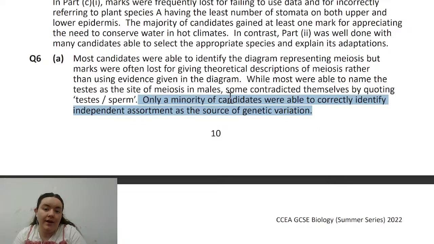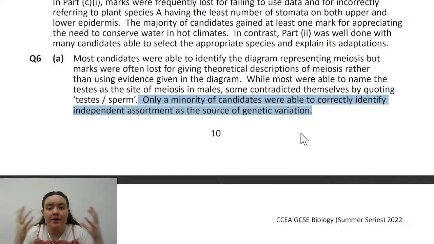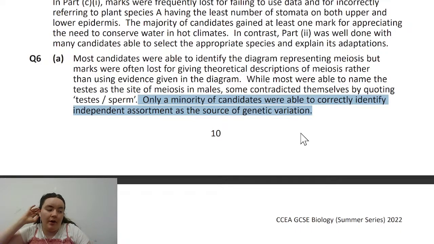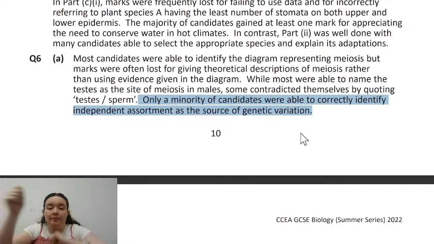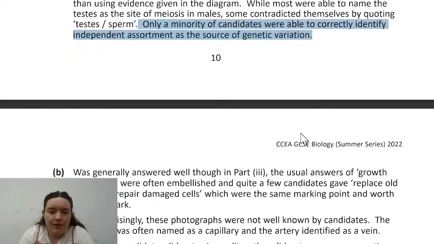So you might have learned since then that independent assortment is that swapping of genetic information that ensures variation between individuals. It means that I'm not a carbon copy of my sister, who didn't get the same set of genes from my dad as I did. She didn't get the same set of genes from my mum as I did. She got a different set because that independent assortment means that it mixes and matches what kind of alleles are on each pair of chromosomes.